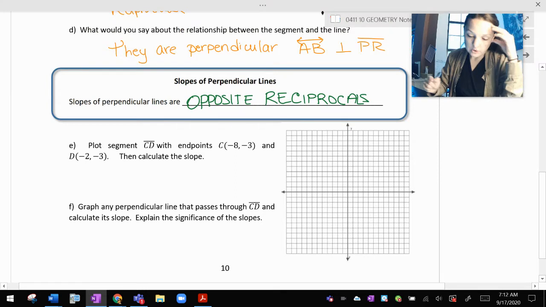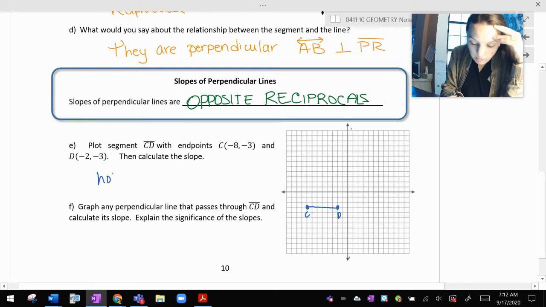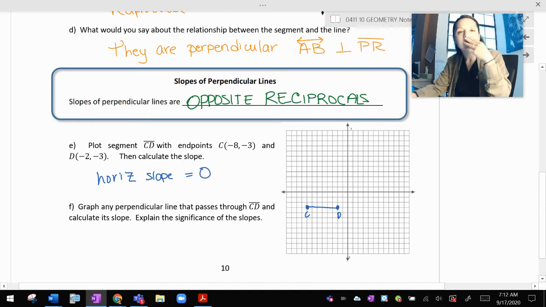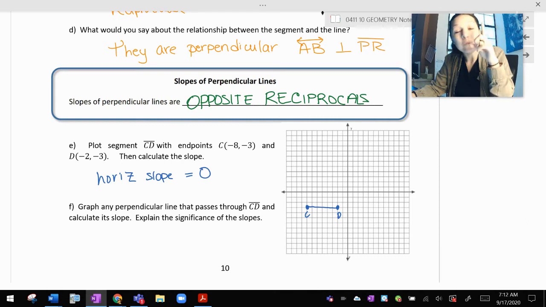So I am going to plot negative 8, then 1, 2, 3, 4, 5, 6, 7, 8, negative 3, 1, 2, 3. There's C. Make sure you label your points. And negative 2, negative 3, D. Okay. Calculate the slope. Well, that's a horizontal line. And so the slope of a horizontal line is always 0. Uh-oh. How do I take the opposite reciprocal of 0? This is the one and only exception.